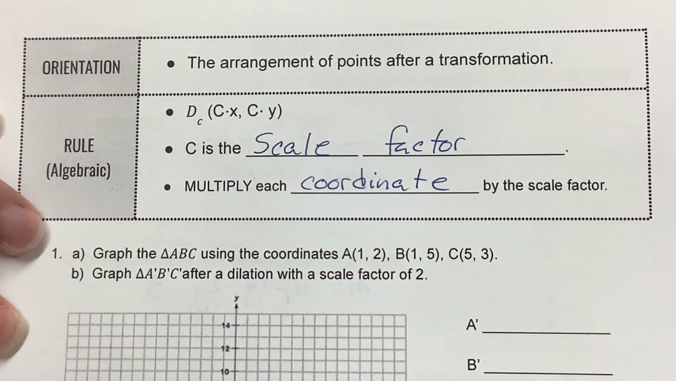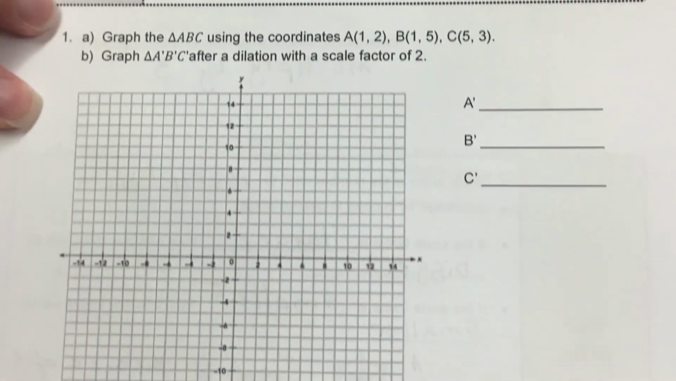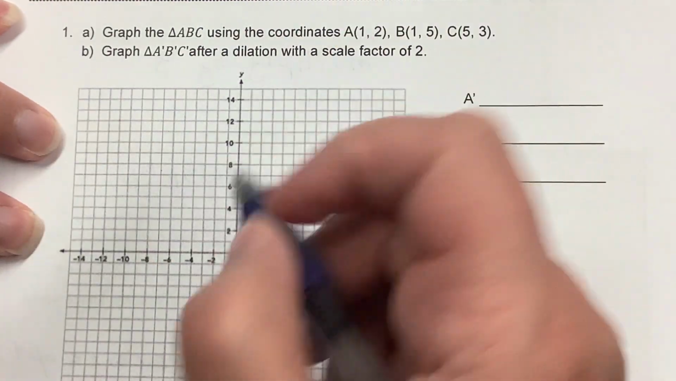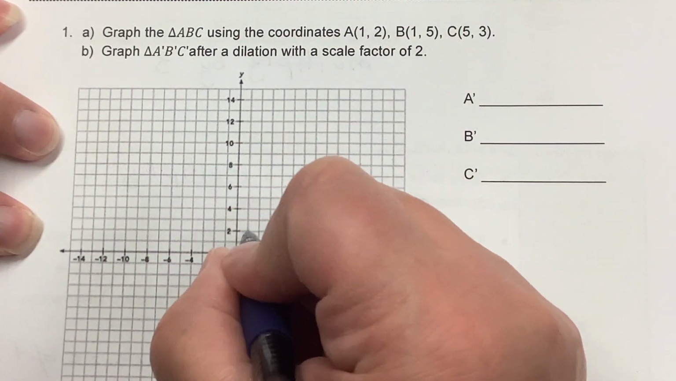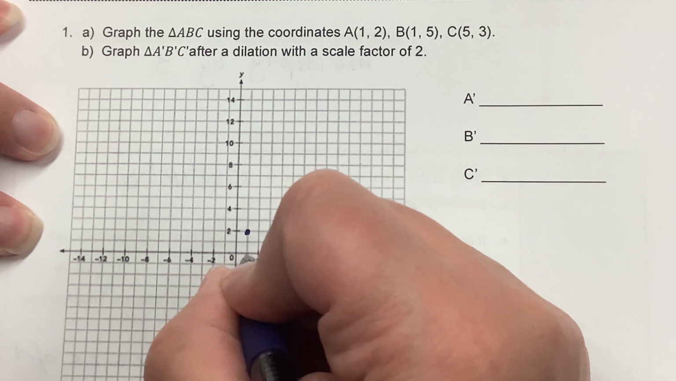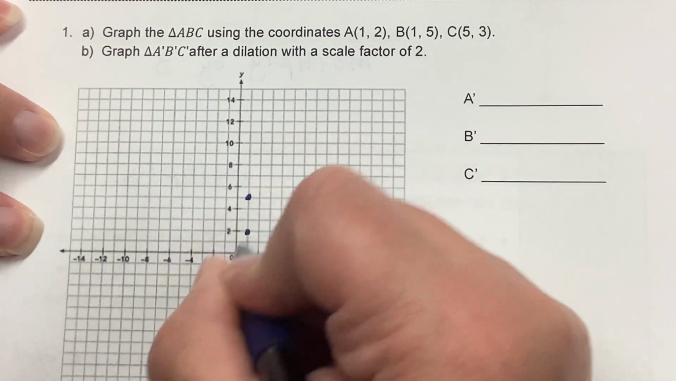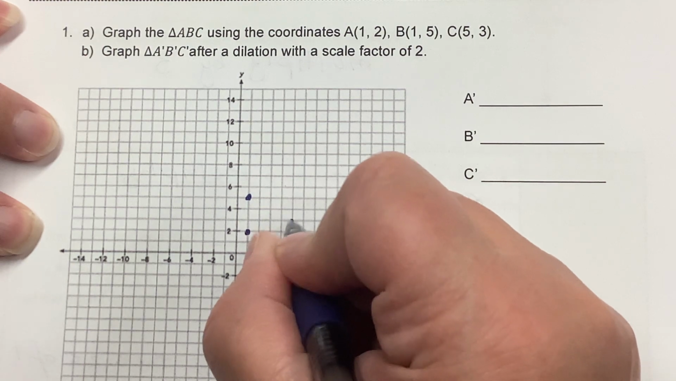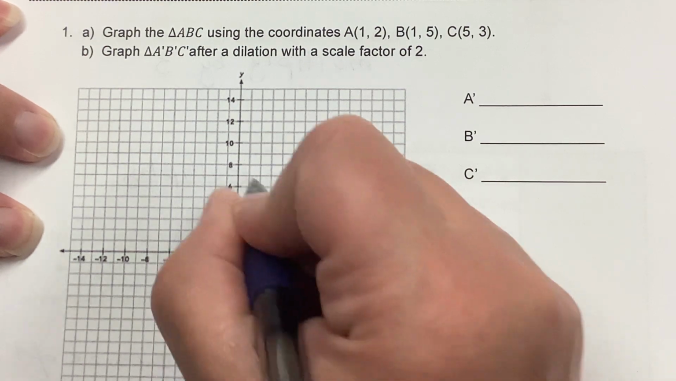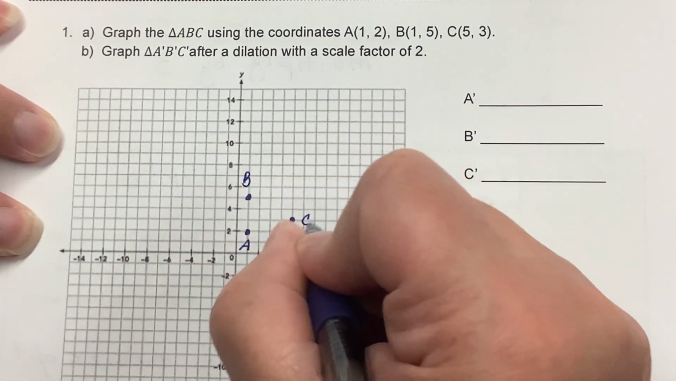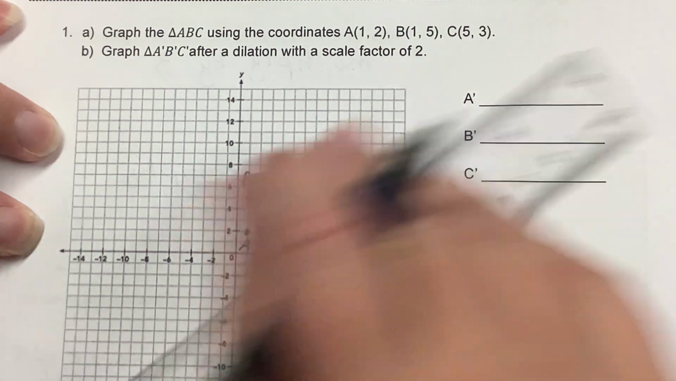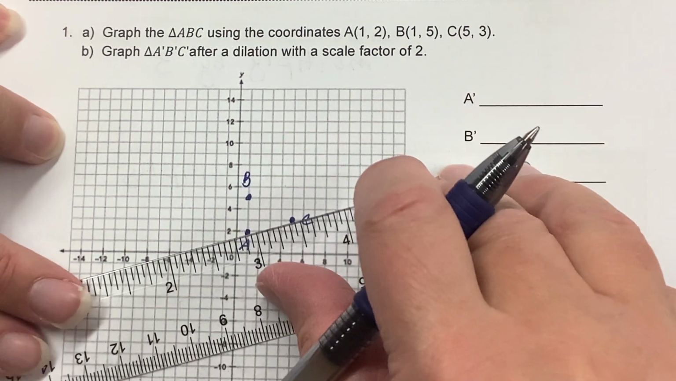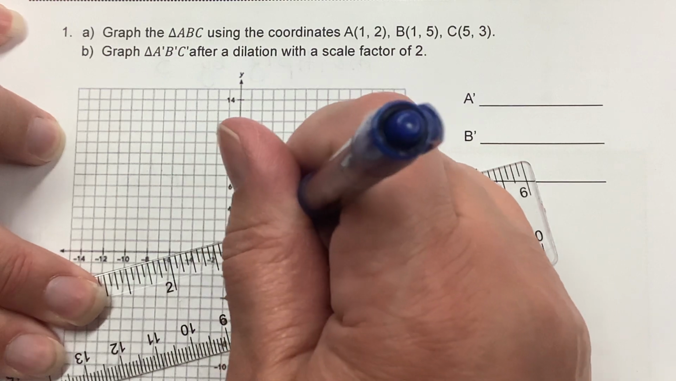All right, graph ABC using these coordinates. A is at (1, 2), B is at (1, 5), and C is at (5, 3). Okay, so A, B, C. And since I have my ruler handy, I can connect my dots and have a nice little triangle here.